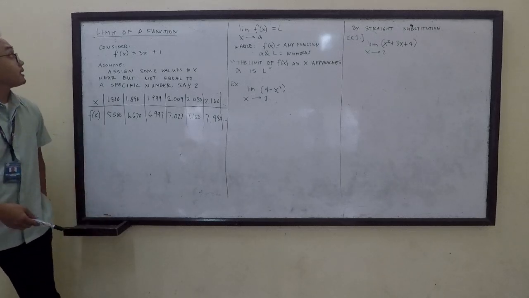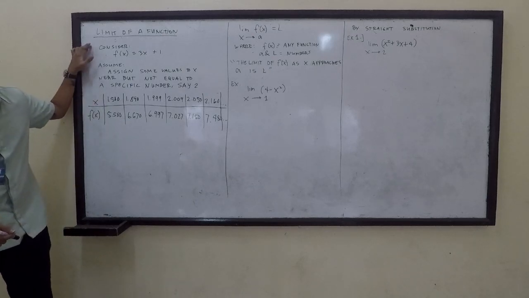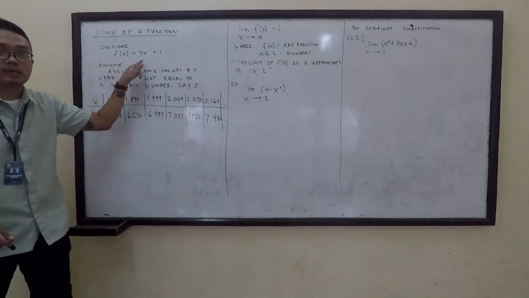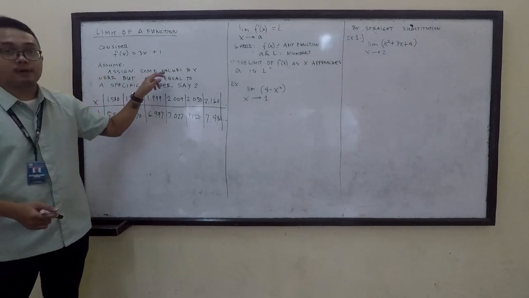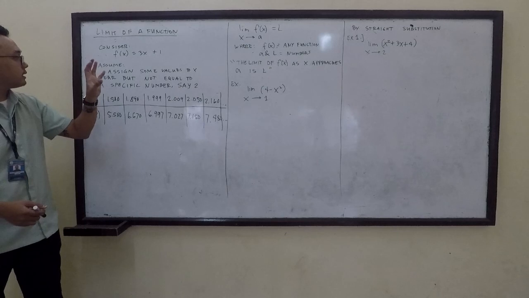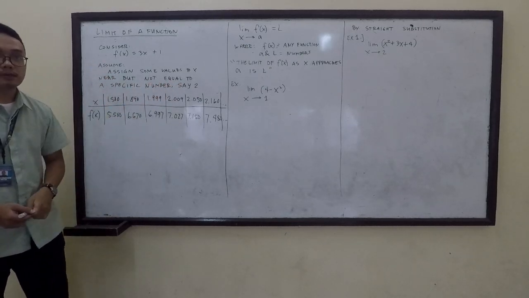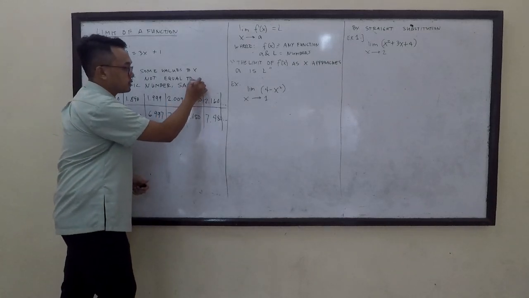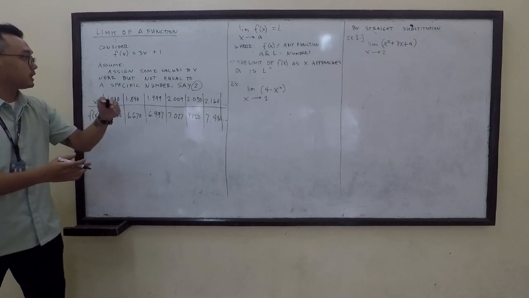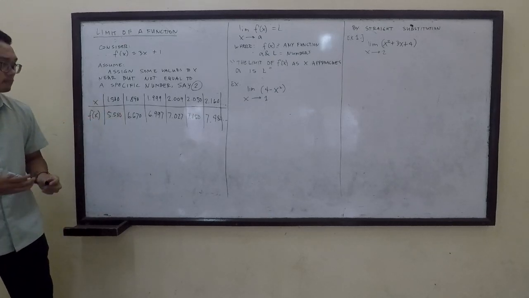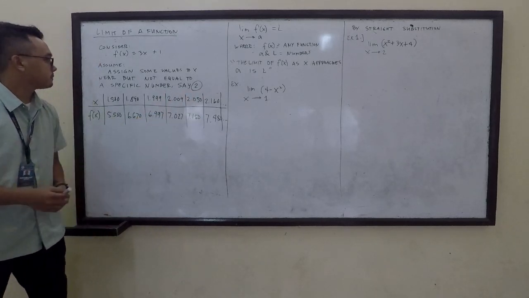Okay, we're now going to tackle the limit of a function. For example, we consider this function f of x equals 3x plus 1. Then we assign some values of x near but not equal to a specific number. For example, we are going to choose the number 2. So, not exactly equal to 2, but near 2, somewhat an approximation of 2.